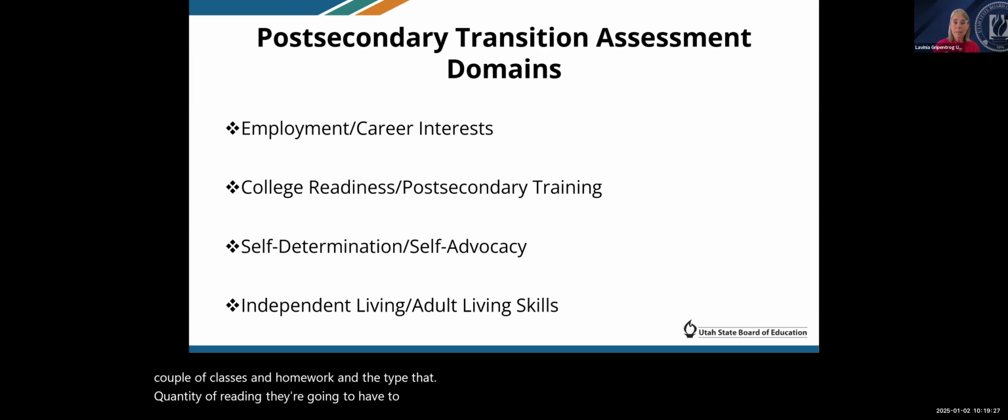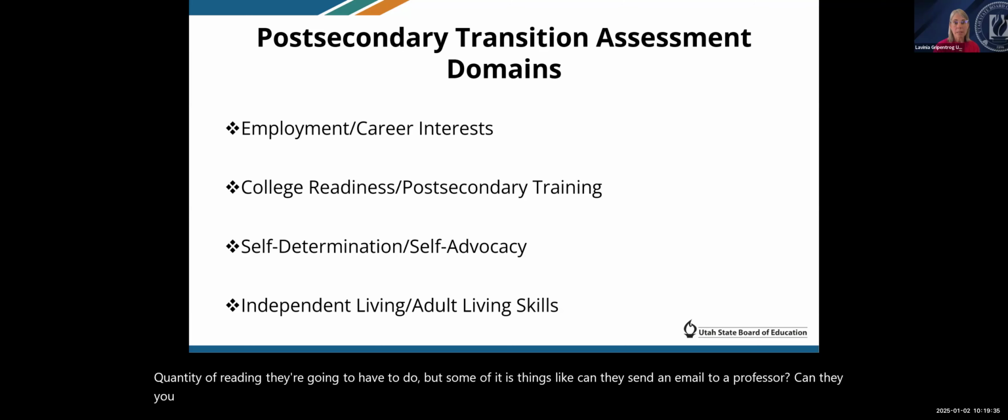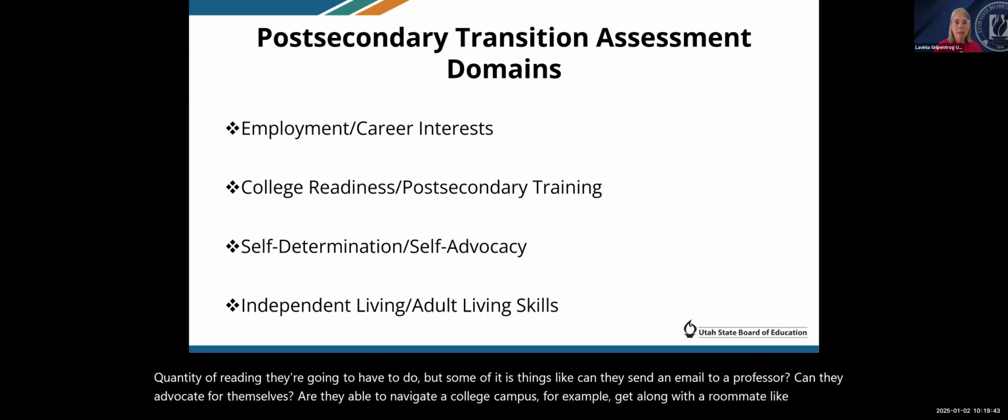But some of it is things like, can they send an email to a professor? Can they advocate for themselves? Are they able to navigate a college campus, for example, get along with a roommate? Like, right, there's a lot of those things around college readiness.